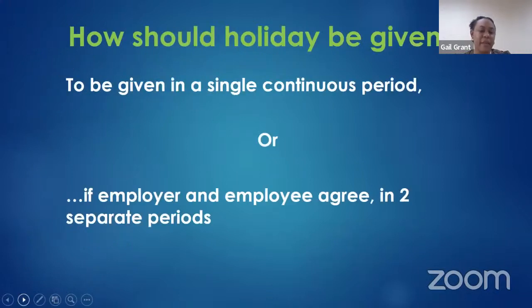So how should holiday be given? Holiday should be given in a single continuous period. Or if the employer and employee agree, in 2 separate periods, or if the employer and employee agree, it could be broken down further. But once it is not given as a single continuous period, then there must be an agreement between the employer and the employee. And for the avoidance of doubt, we would ask that agreements be in writing, because once they're in writing, then there's no doubt.